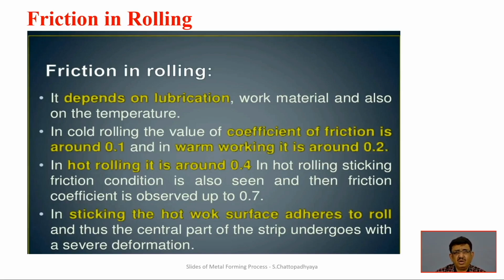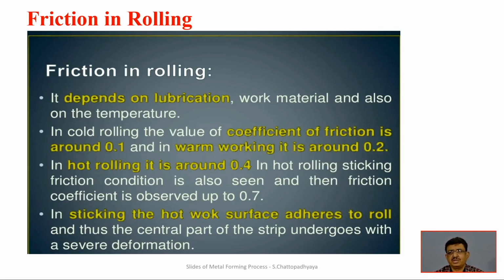All those things also depend upon the temperature. So what type of temperature? In cold rolling, the coefficient of friction is very low, about 0.1. In warm working, at a slightly higher temperature, it may be 0.2, but in hot rolling it is around 0.4. Sometimes sticking friction is also seen, and then the friction coefficient becomes 0.7. So there is a lot of friction, and then there is the possibility of the work material adhering to the roll, and that is deadly.